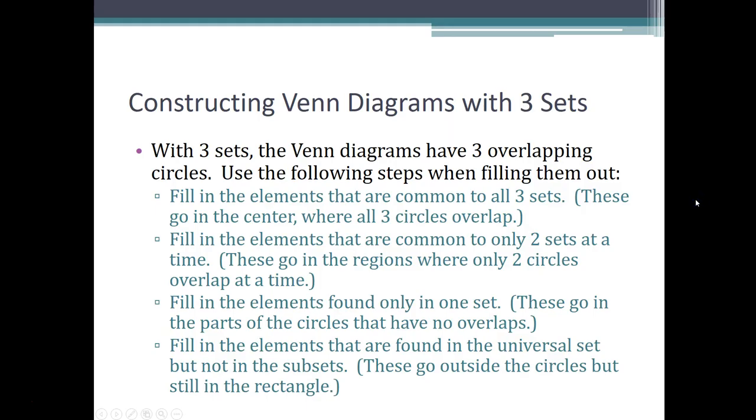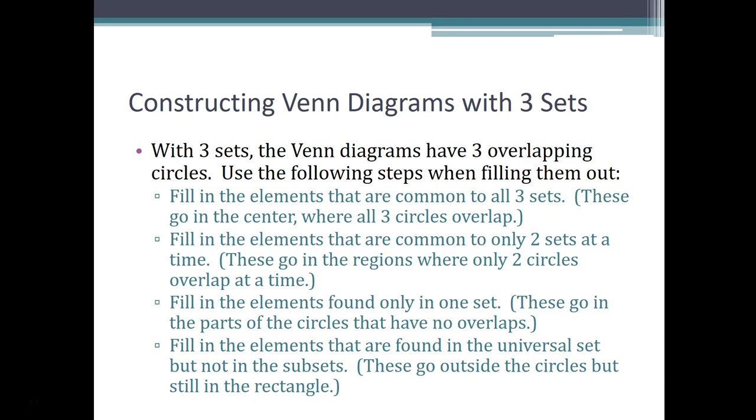When we go to fill out a Venn diagram with 3 sets, we're going to have 3 overlapping circles. And your aim is to try to start in the middle and kind of flower your way out. You're going to fill in elements that are common to all 3 sets, which will go right smack dab in the center where all 3 circles overlap. Then you work your way out and look at what elements only appear in 2 sets at a time and not that 3rd set, and put those in the rest of the overlapping regions, just not in that exact center.